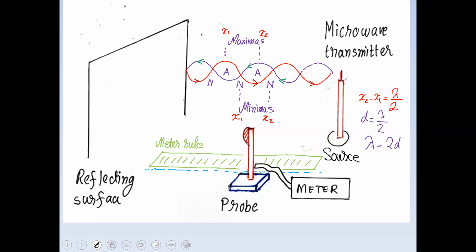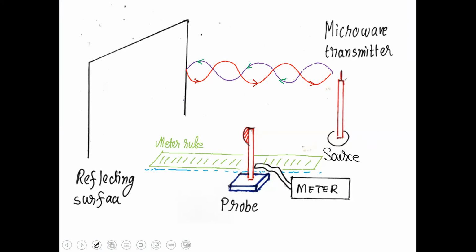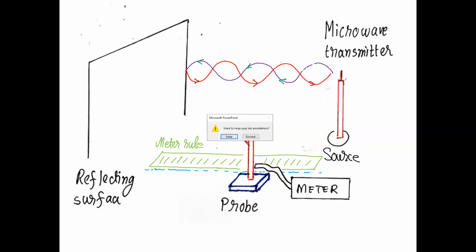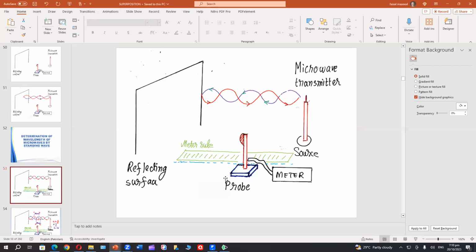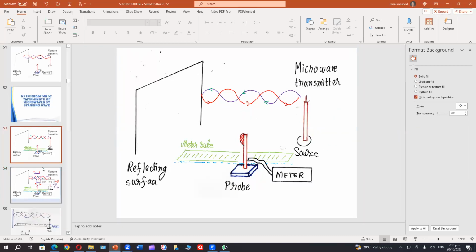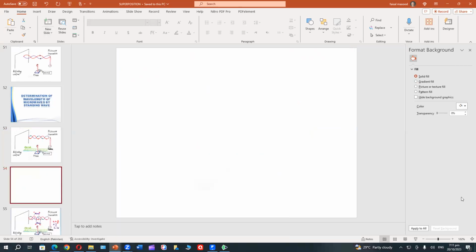Now, I have added some more features. Now, what's my plan? I will be moving this probe along the meter rule at a constant speed. Now, you remember that there are nodes and antinodes in this system, and node and antinode actually mean minima and maxima. Maxima and minima.